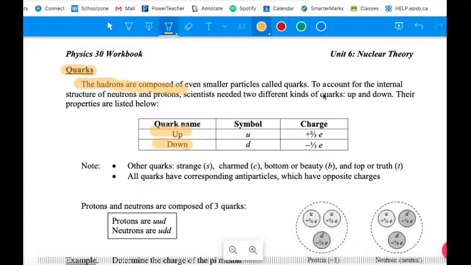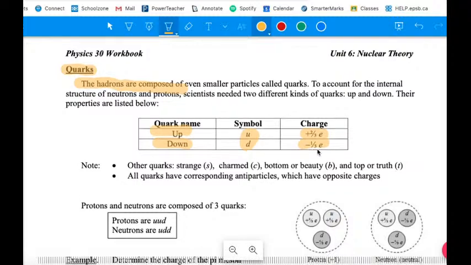To account for the internal structure of neutrons and protons, scientists needed to find different kinds of quarks, up and down. Here's how we write them. Up is just a lowercase u, down is a lowercase d. Their charges are as seen here. An up quark will have a positive 2/3 of an elementary charge, and a down quark will have a negative 1/3 of an elementary charge.